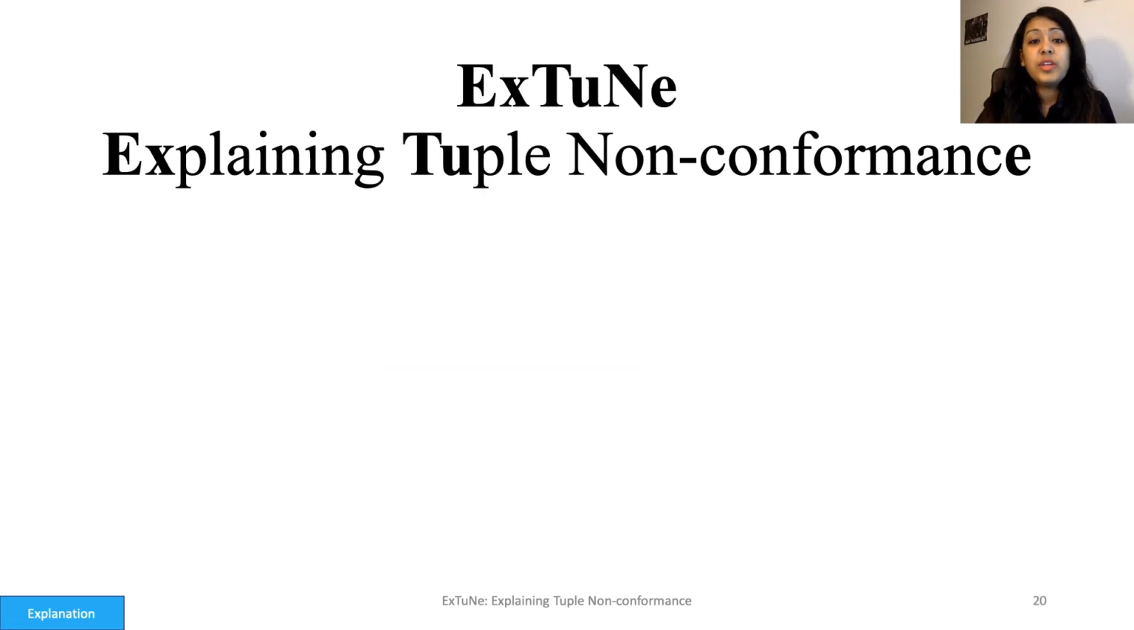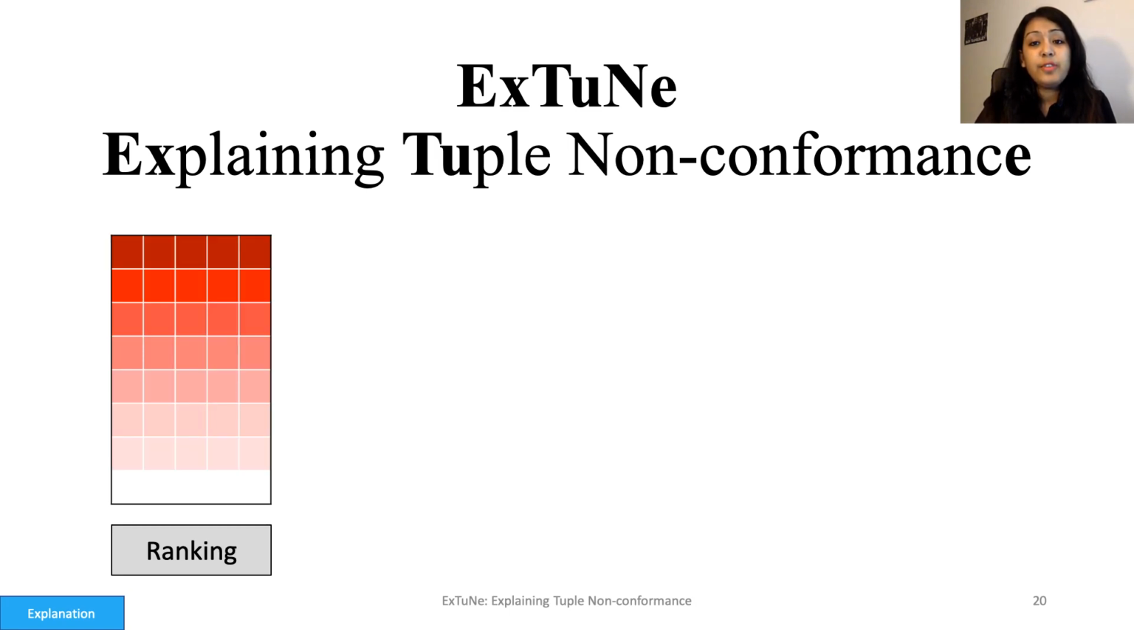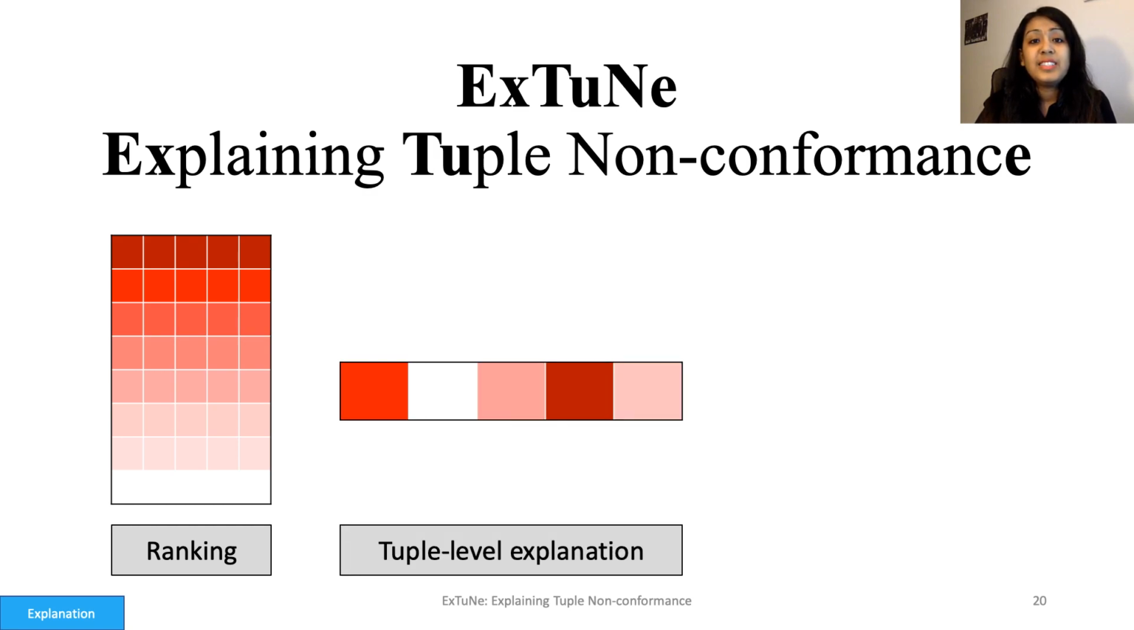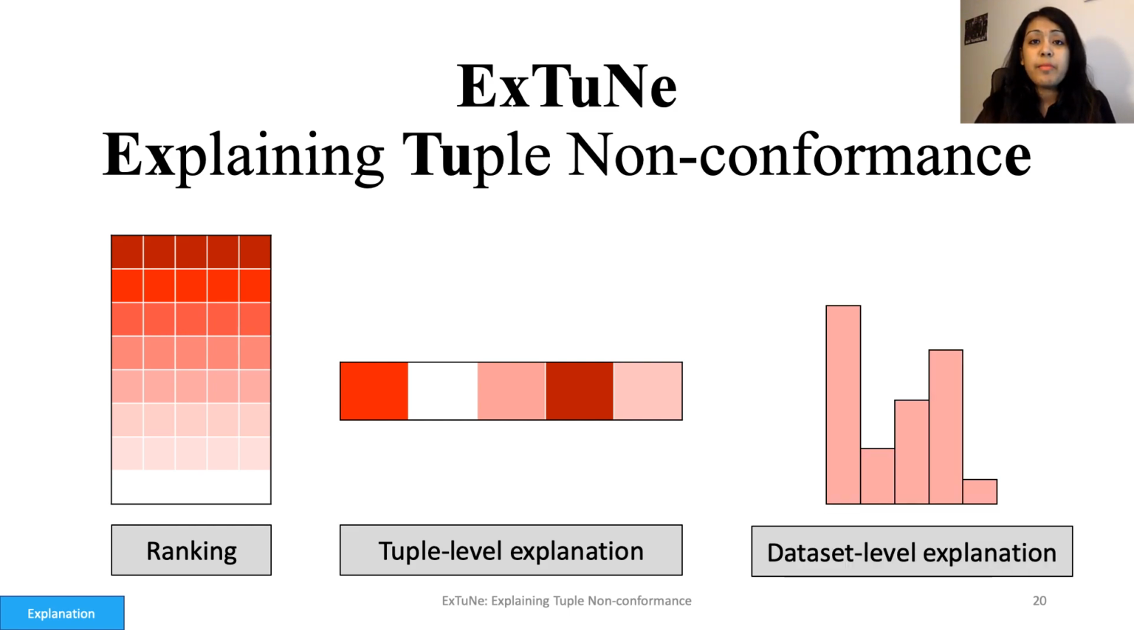Specifically, ExTuNe has three goals. First, to rank and visualize the non-conforming tuples based on their degree of non-conformance. Second, to provide tuple-level explanation for non-conformance. That is, given a non-conforming tuple, which of its attributes are responsible for its non-conformance. And third, to do the same for the entire dataset and not just one tuple. That is, showing the aggregated responsibility of each attribute across the whole dataset. I will now give a high-level overview of the inner working of ExTuNe and then proceed to the demonstration.